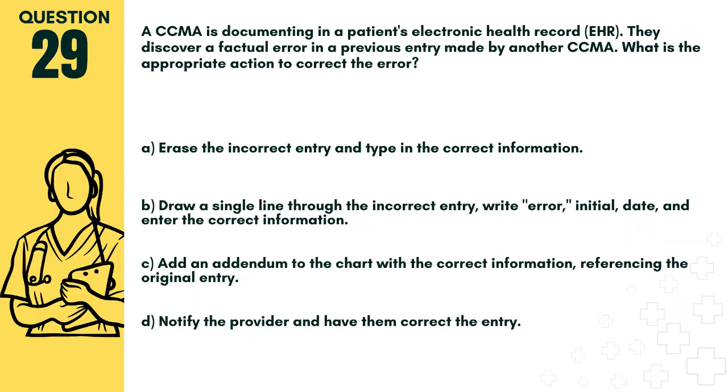Question 29. A CCMA is documenting in a patient's electronic health record, EHR. They discover a factual error in a previous entry made by another CCMA. What is the appropriate action to correct the error? A. Erase the incorrect entry and type in the correct information. B. Draw a single line through the incorrect entry, write error, initial, date, and enter the correct information.